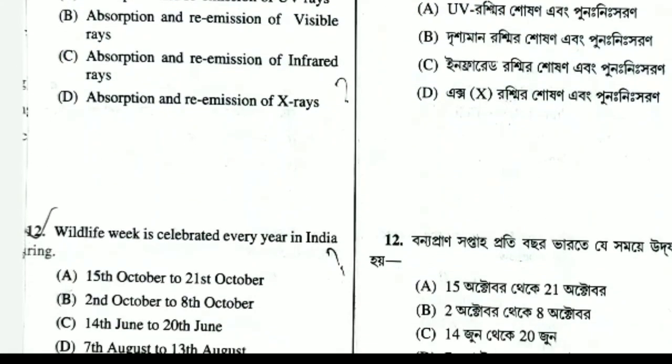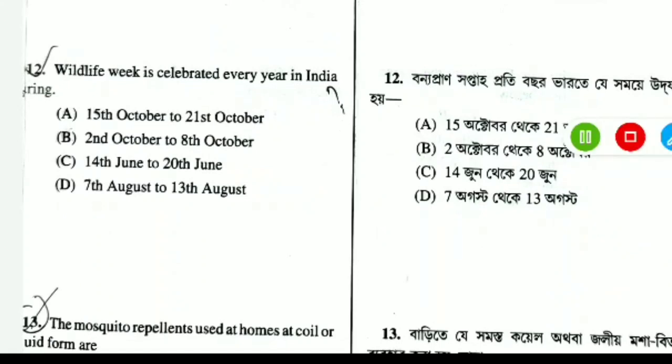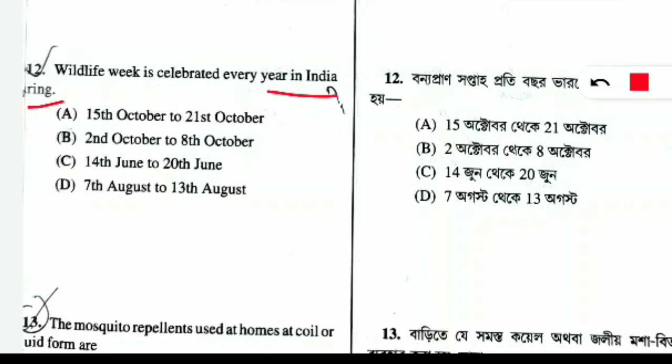Let's move to the next question. Question number 12. Wildlife Week is celebrated every year in India during which season or which month? So it is celebrated every year in the first week of October. Option B will be correct, from 2nd of October to 8th of October. Let's move to the next question.